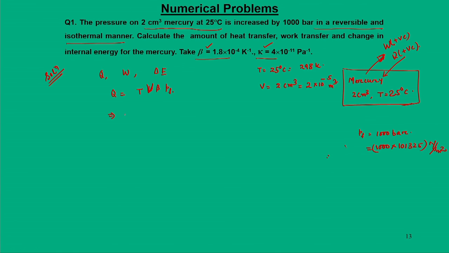So, by inserting these values we get Q is equal to, and here it is minus, T is 298 into 2 into 10 to the power minus 5, beta is 1.8 into 10 to the power minus 4, Pf is 101325 into 1000. And after simplification we get Q as minus 108.7 joule. Okay. And since this is negative, we say that heat is released.